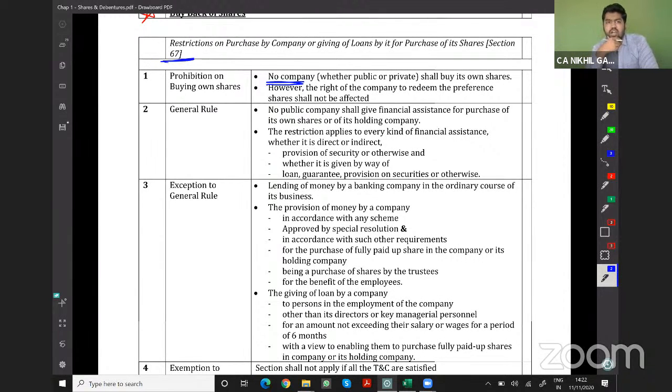Means, see, A Limited should not purchase its own shares. A Limited says, well, B Limited, come here. You are my subsidiary, right? See, I am not allowed to buy my own shares. I will give you money, you buy my shares. That is also not allowed because he is your subsidiary and you are giving him financial assistance. No public company shall give financial assistance for the purchase of its own shares or its holding company's shares. The restrictions apply to every kind of financial assistance, whether direct or indirect.